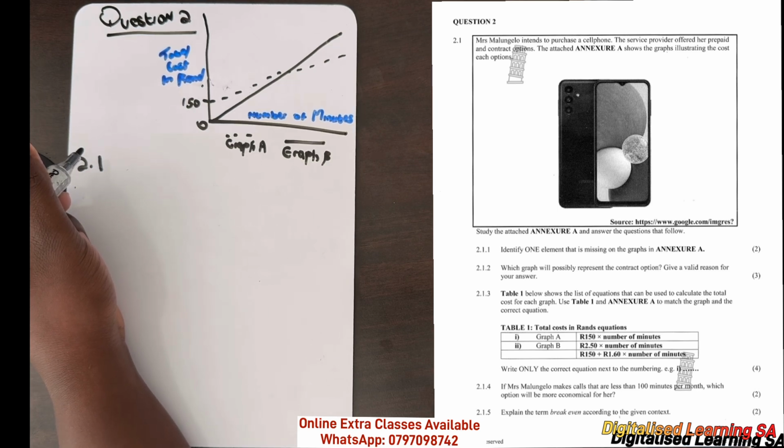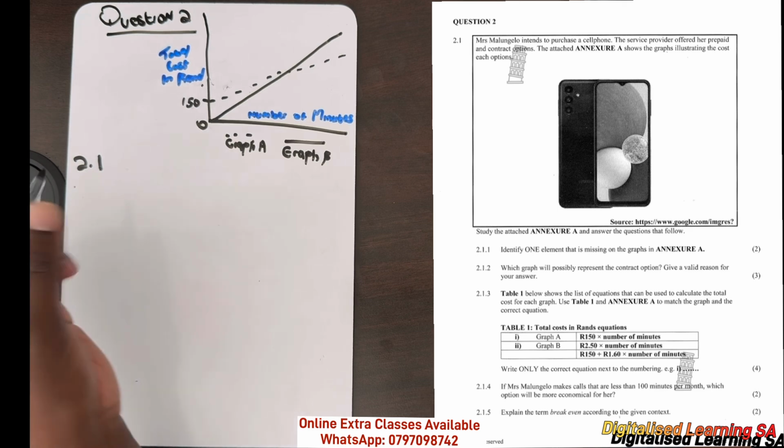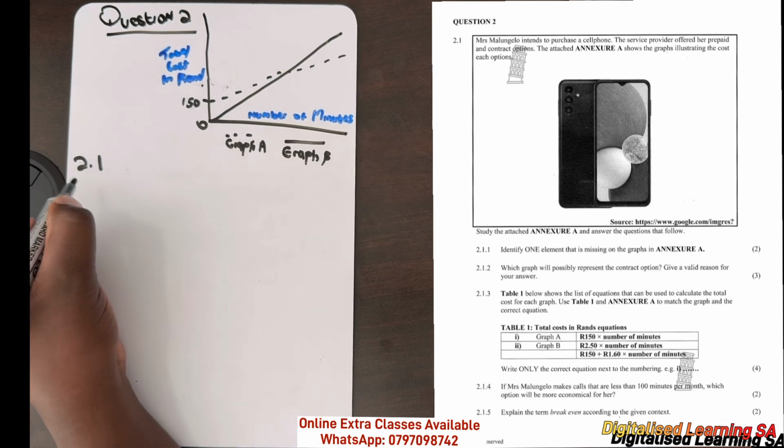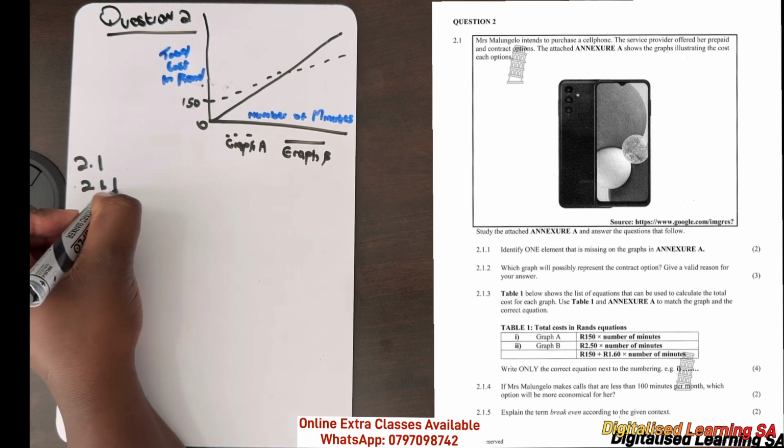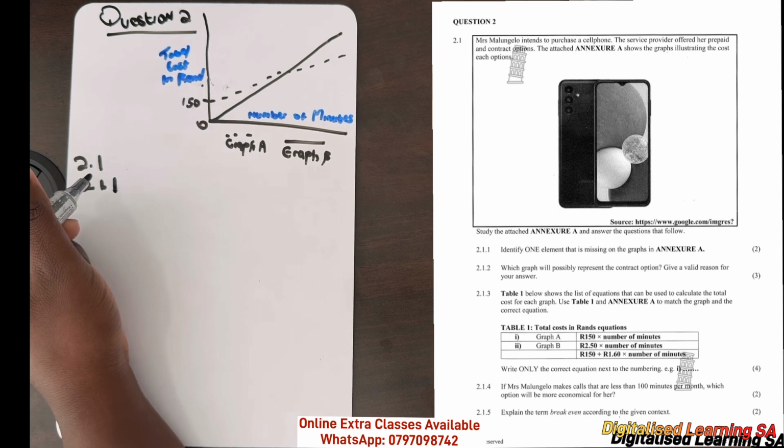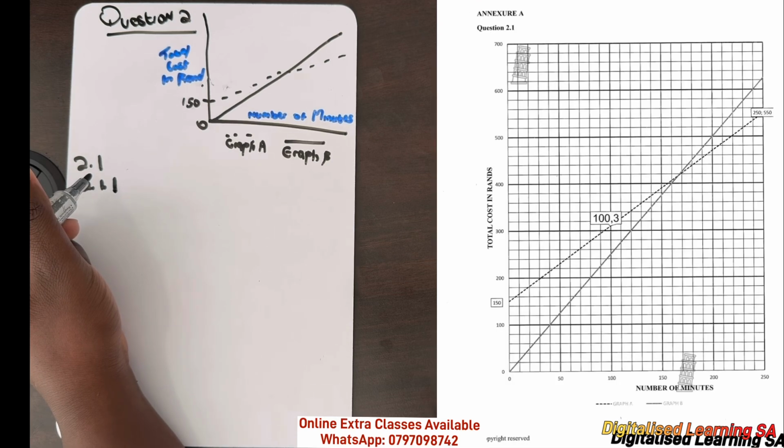Okay, and we do have a cell phone picture there, and I will also attach annexure A so that you can see what's happening. Without wasting any time, let's go ahead and answer question 2.1.1. We are told to identify one element that is missing on the graph in annexure A.